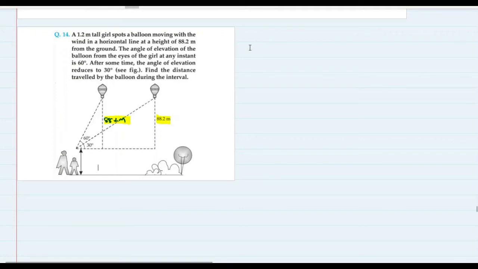So this balloon is not stationary. It is at a height of 88.2 meter from the ground, and it is moving in a straight line. Okay, so the balloon is moving like this horizontally, but at a height of 88.2 meter from the ground. This is the height from the ground.